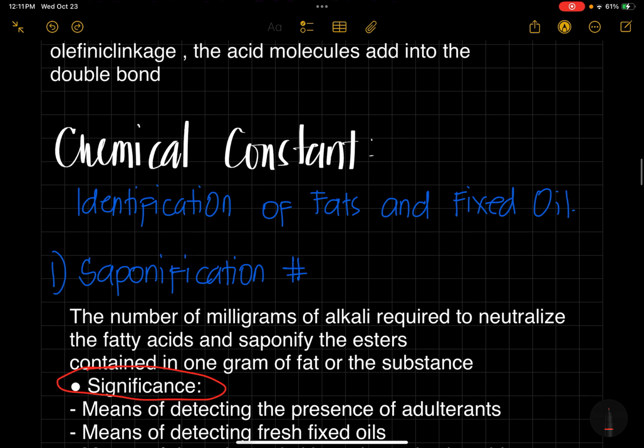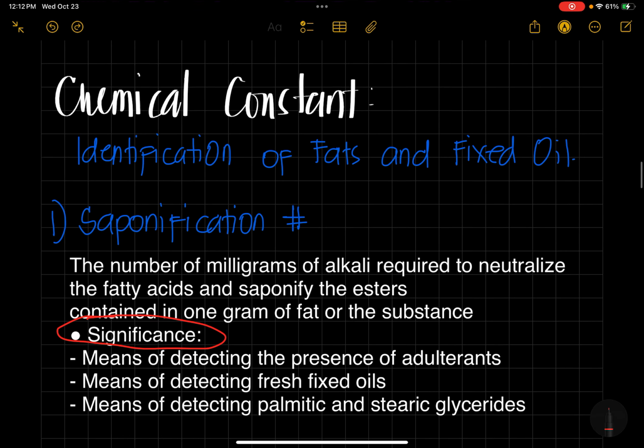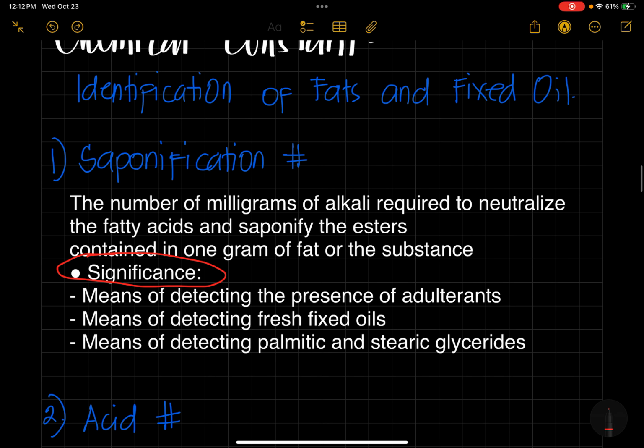We have chemical constants, identification of fats and fixed oils, saponification number. So the number of milligrams of alkali required to neutralize the fatty acids and saponify the esters contained in 1 gram of the substance. So the significance of the saponification number, it means detecting the presence of adulterants.